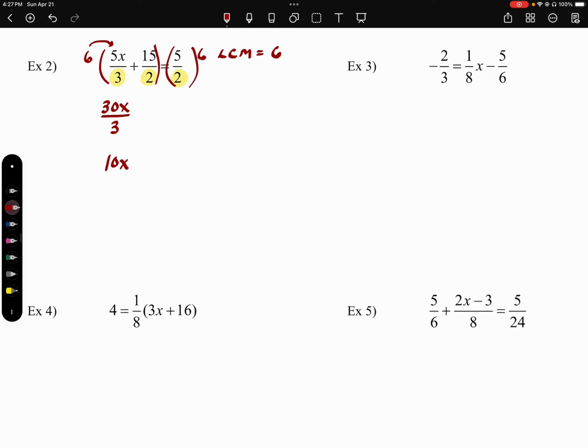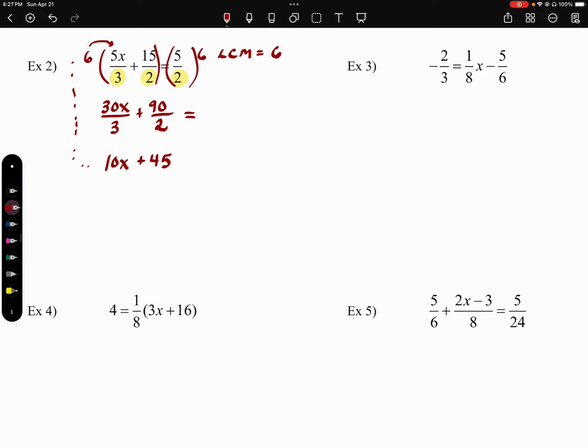So some of you may want to jump all the way down to this step. If you're comfortable with that, that's fine. Okay. Some of you will probably want to do this step in between. 6 times 15, right? And if you need to use a calculator, you can use it. That would be 90. That one's still over 2. So that 90 divided by 2 is going to give us 45.